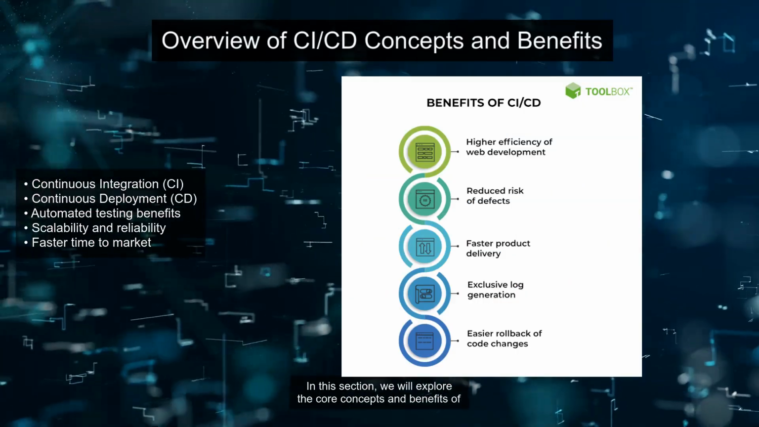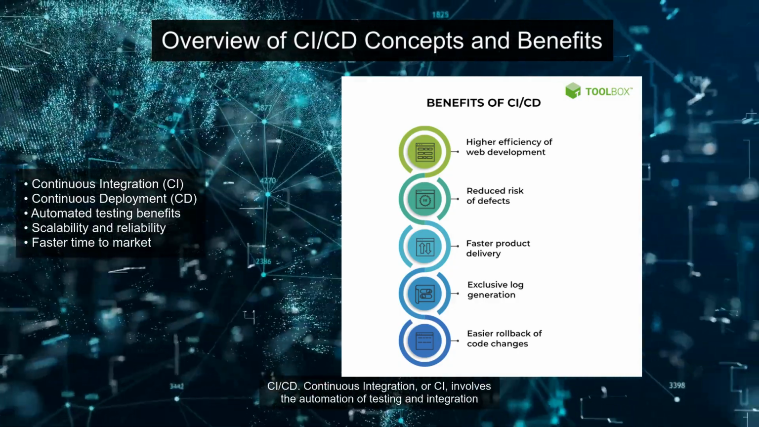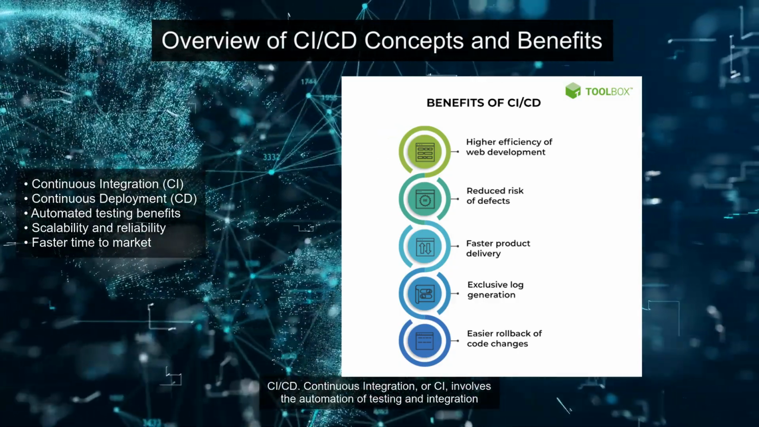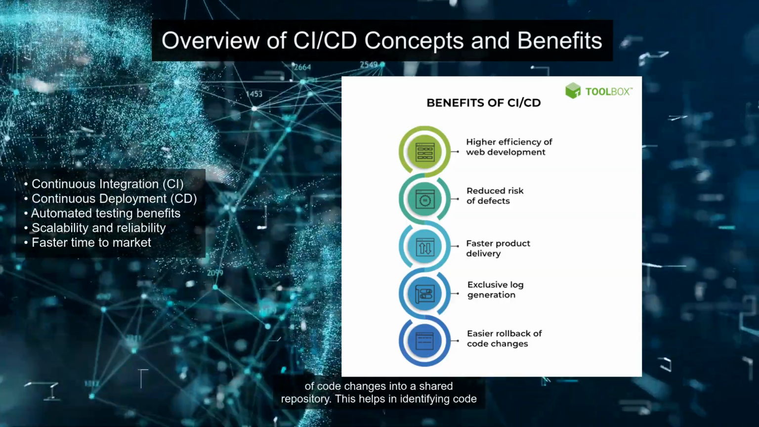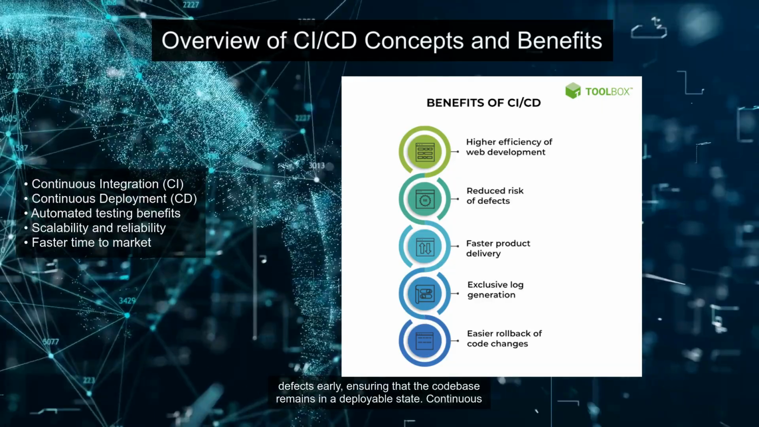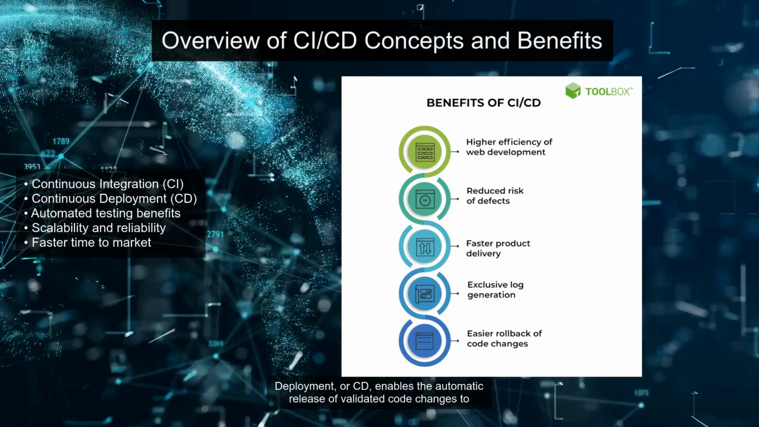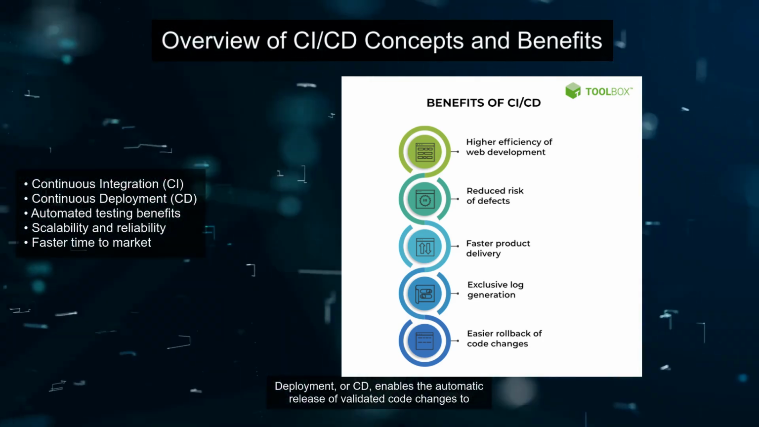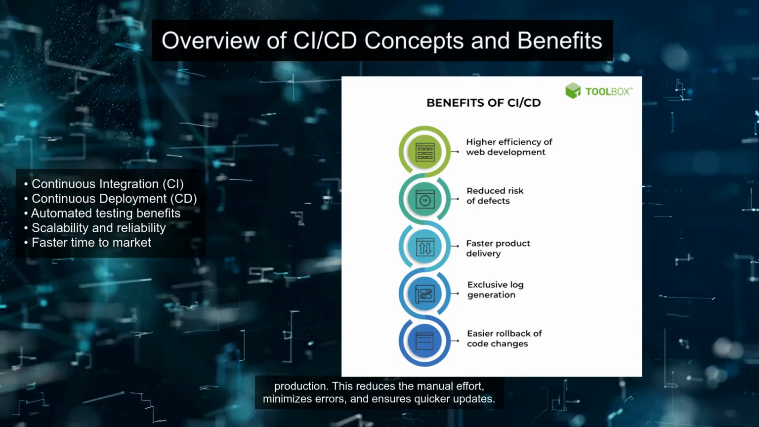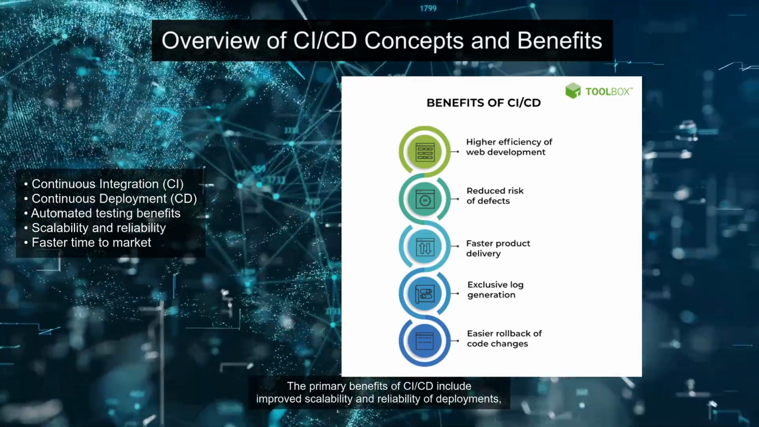In this section, we will explore the core concepts and benefits of CI/CD. Continuous integration, or CI, involves the automation of testing and integration of code changes into a shared repository. This helps in identifying code defects early, ensuring that the codebase remains in a deployable state. Continuous deployment, or CD, enables the automatic release of validated code changes to production. This reduces the manual effort, minimizes errors, and ensures quicker updates.